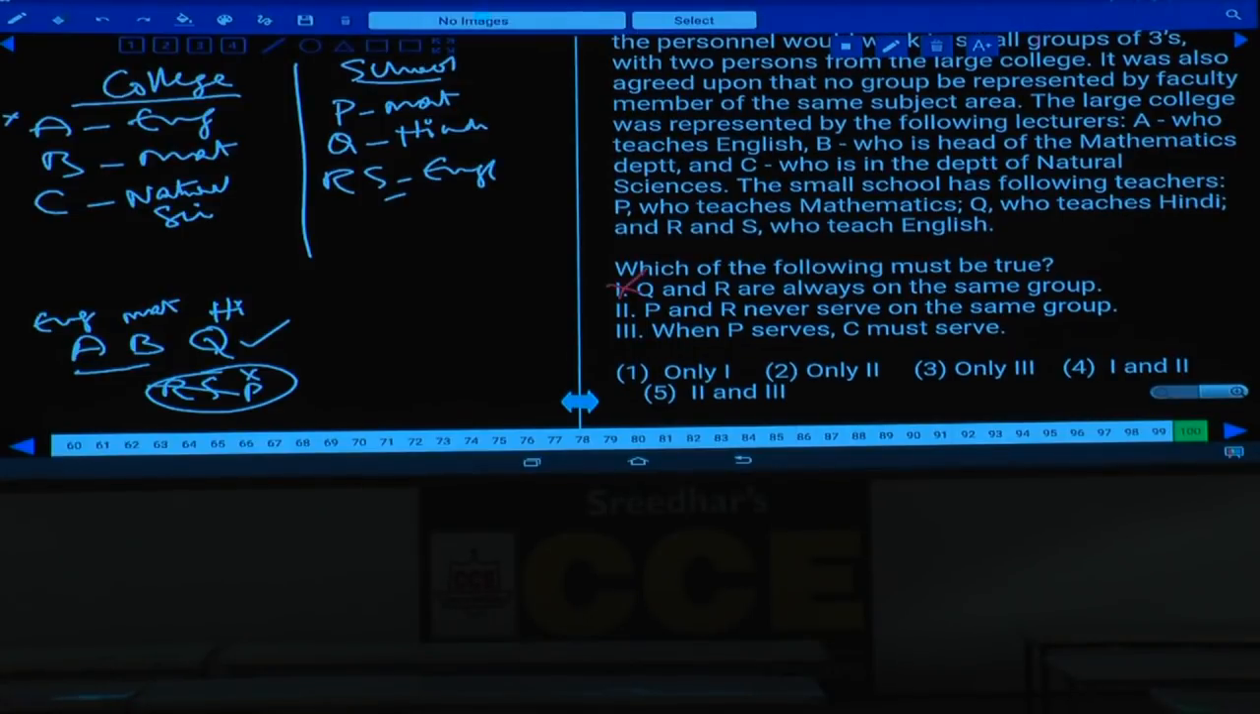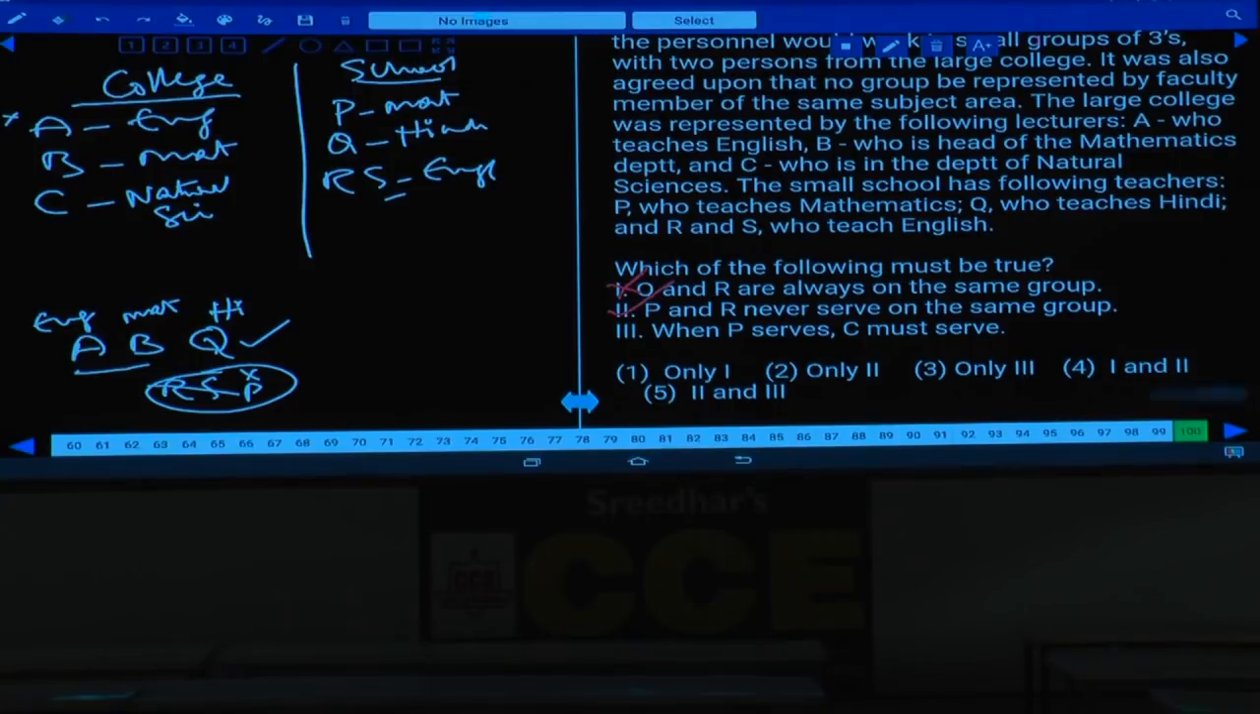Done with this? Then, P and R never be in the same group. Is it true or false? P and R can never be in the same group is always true. Why? Because P and R are from school, we should always have only either P or R, but not two. Hence, this is true.